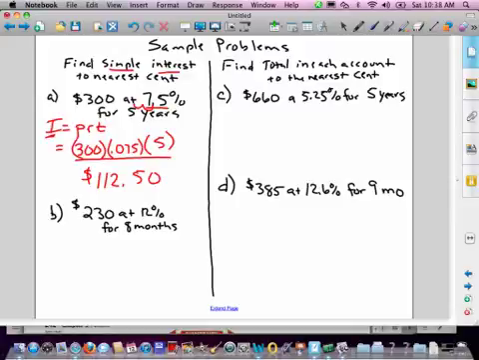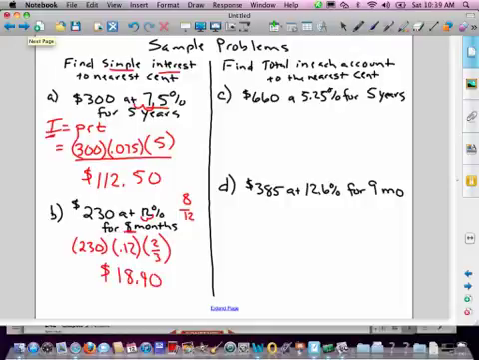And the next one says $230 at 12% for 8 months. And it's a very similar problem, so I'm going to set it up the same way. $230 at 12%, so 230 times 0.12. And 8 months, here's my key thing that I got to look at. 8 months, 8 out of 12, once again, is 2/3. So I'm going to use that in my calculation when I figured it out. And I'm going to come out with a total of $18.40.